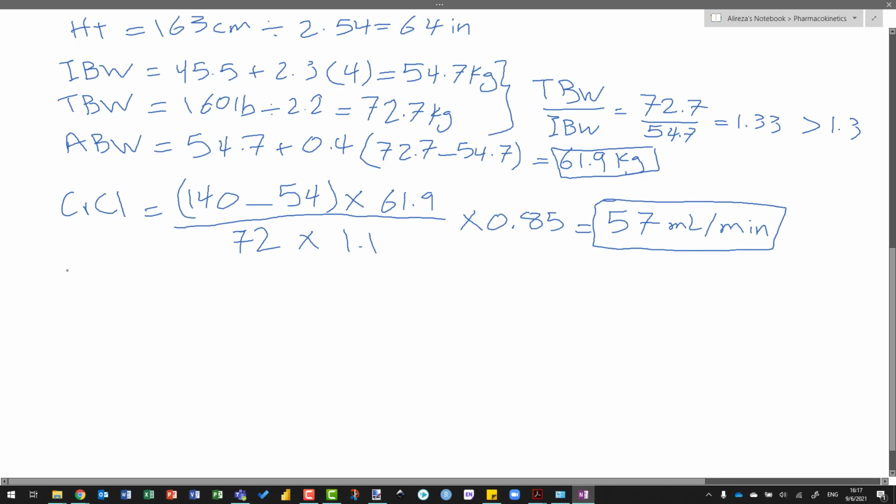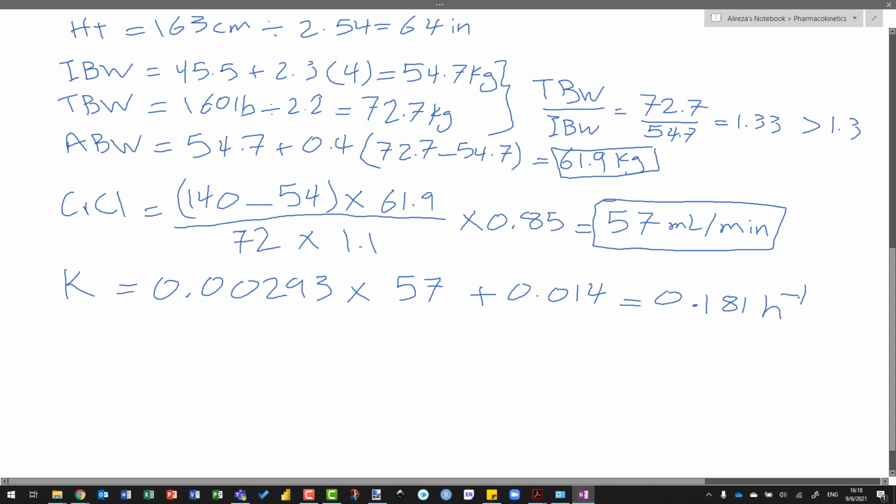Next, we can calculate the elimination constant K or Ke. We can use the equation 0.00293 times creatinine clearance that we calculated, which is 57 ml per minute, plus 0.014. Make sure you don't make mistakes with all these zeros in your calculator. That gives you 0.181, and this is in inverse hours.